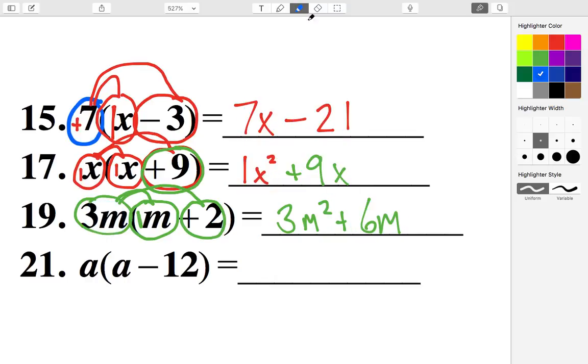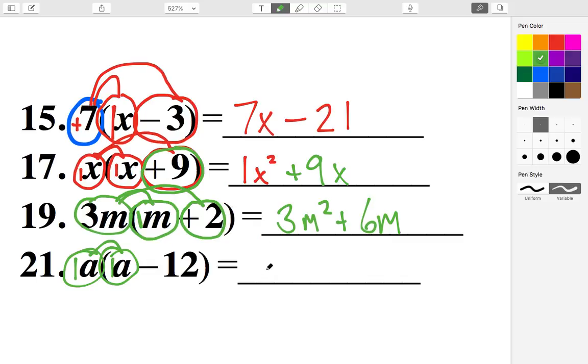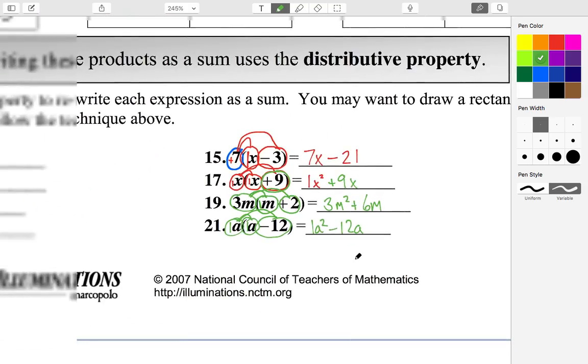Last one, put 1a, 1a, circle, circle. 1 times 1 is 1. A times a is a squared. 1 times negative 12 is negative 12. How many a's are there? 1a, 0 a's. So 1a squared minus 12a. Okay, go to the next page.